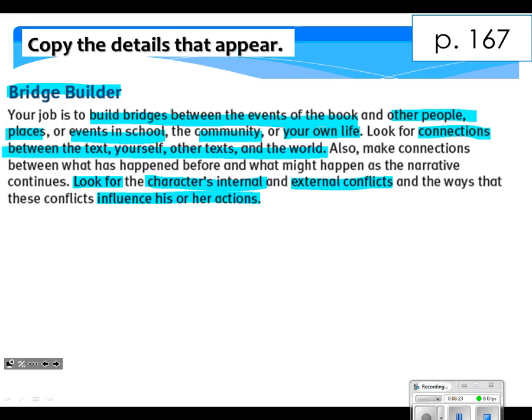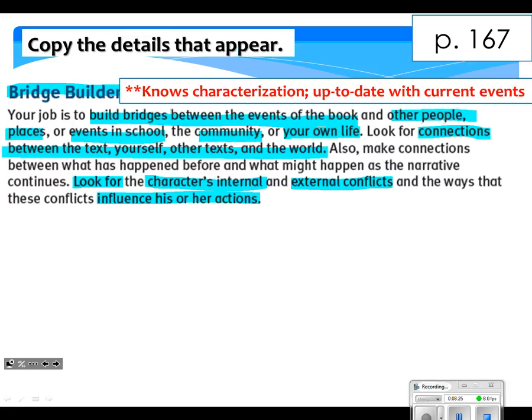Now, good characteristics, good traits a bridge builder should have. They definitely should know what the heck the term characterization is. If you're going, you probably know it, you just can't remember the term. How you describe someone is a characterization.